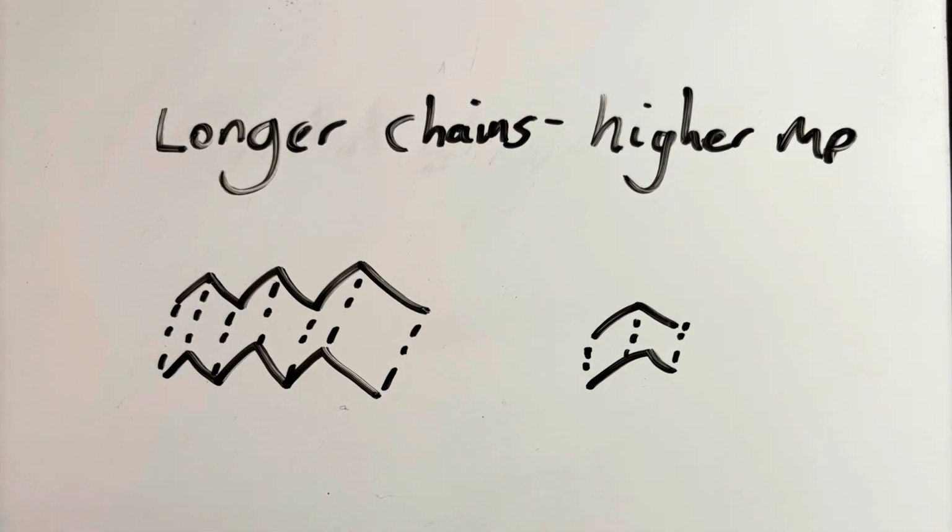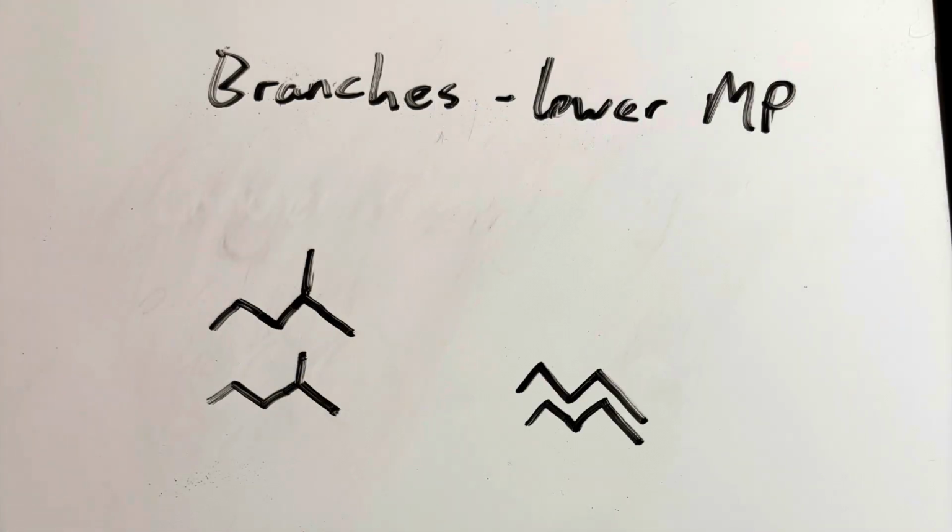Now, the general rule with alkanes is the longer the chain, the higher the melting point, and that's because they've got more surface area to act with London forces, so the London forces are much stronger. But if you start adding branches like methyl or ethyl groups, they start to get in the way, and so it lowers the melting point the more branches or bigger branches you put in it.